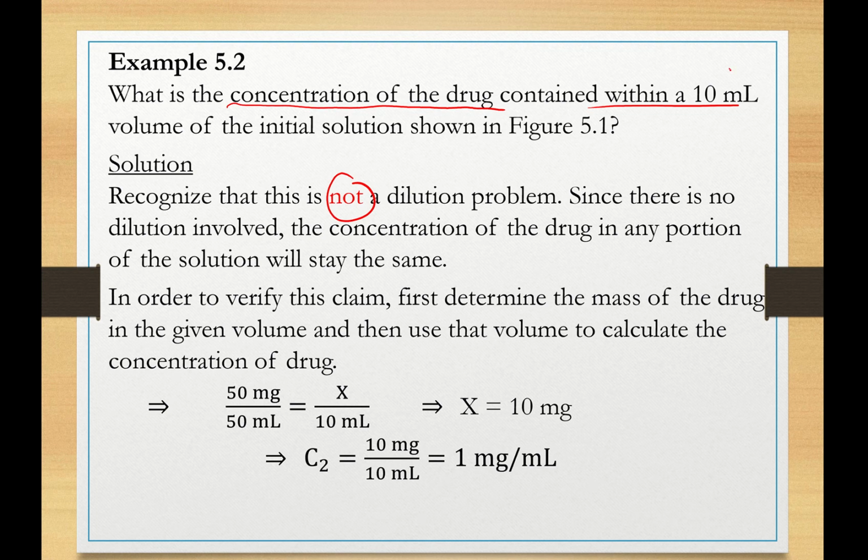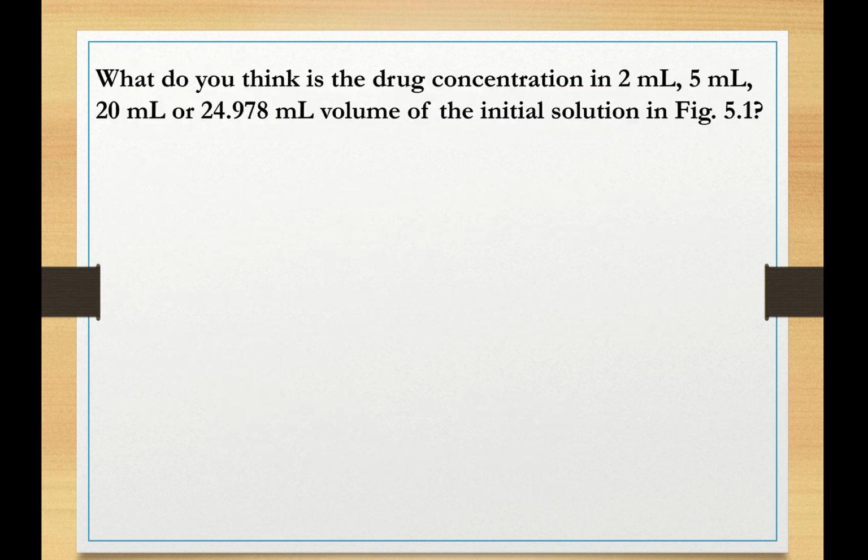If you take a bigger volume than 10 ml, it will proportionally contain a bigger amount of drug because the concentration is kept constant. If you take a smaller aliquot, smaller than 10 ml, it will contain proportionally less drug because the concentration is constant throughout the solution. That's why it's called a homogeneous mixture. And of course, the way we calculate the concentration of the drug in that solution, we have 50 milligrams in 50 ml. Since the solution is homogeneous, in 10 ml, how much? You get 10 milligrams, and that's the same concentration.